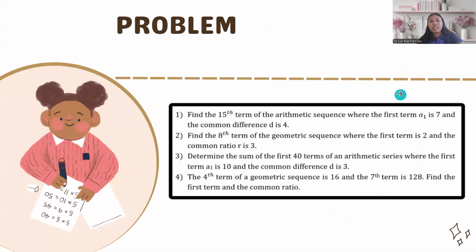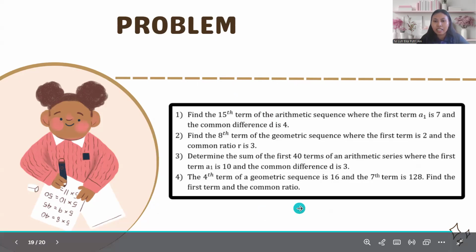In the last, I also have a problem for you. You can try to solve this problem at home. I hope you can try to solve it correctly.